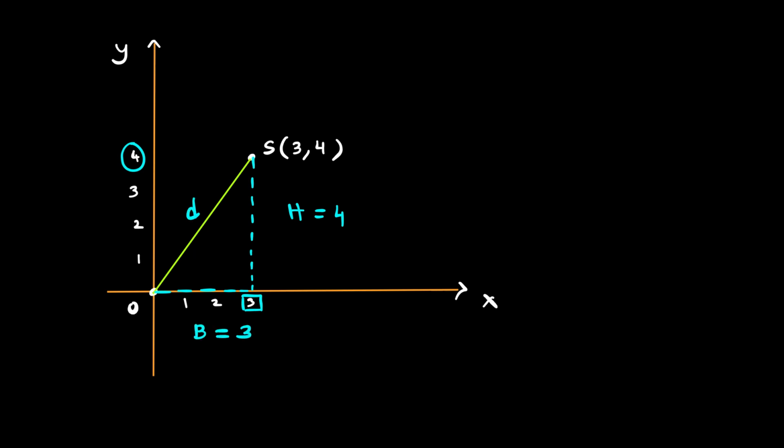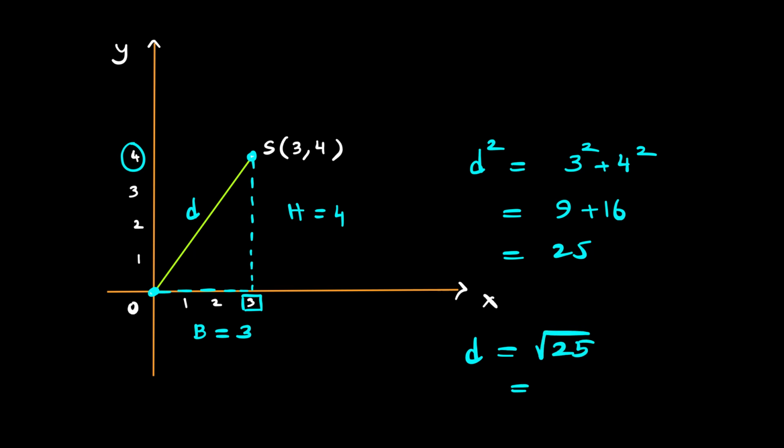So therefore, this distance from origin till this point, d squared, is equal to 3 squared plus 4 squared. This adds up to 9 plus 16, which becomes 25. Therefore, d is the square root of 25, which comes out to be 5 units. That is the length of this line OS, which is the distance from origin till this point S.